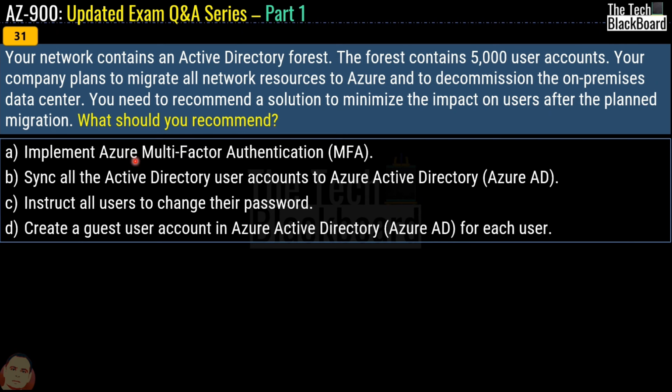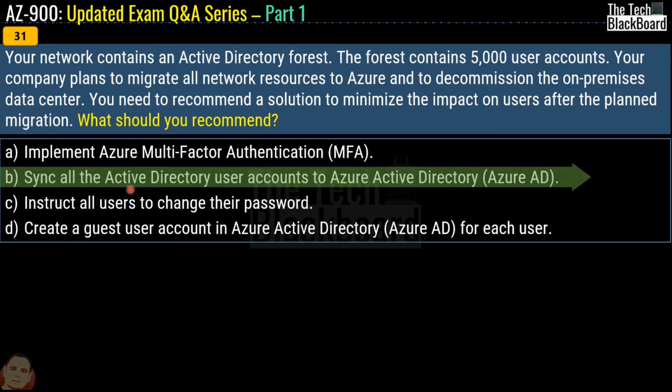Your options are implement the Azure Multi-Factor Authentication or MFA, or sync all the Active Directory user accounts to Azure Active Directory or Azure AD, or instruct all the users to change their password, and the last option is create a guest user account in Azure Active Directory for each user. And the correct answer for this question is option B, that you should sync all the Active Directory user accounts to Azure Active Directory.